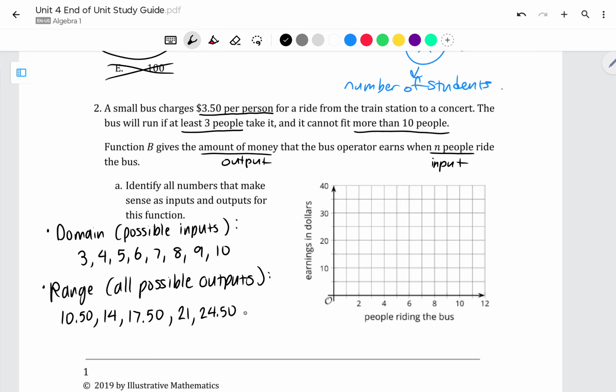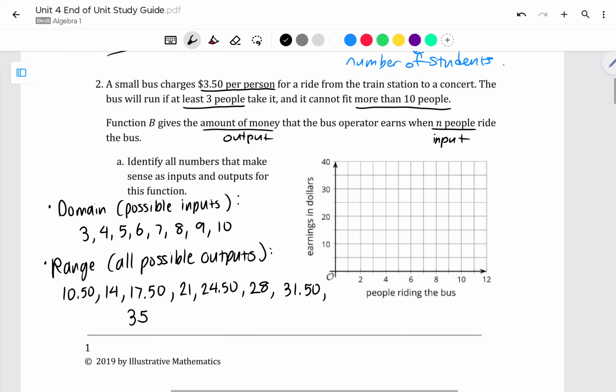8 times 350, that's 2800. Is that 28? Hold up. Yeah, 2800. 9 times 350, that's 3150. And then 10 times 350, that's 3500. Right? So now those are all the possible output values.